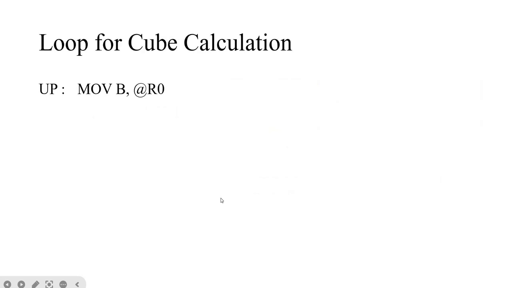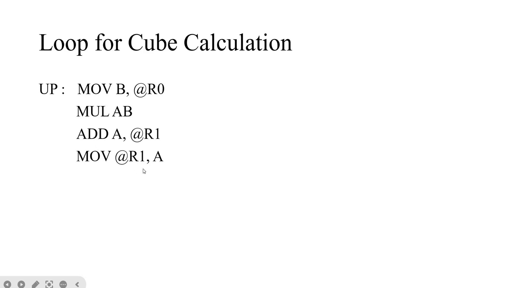Now we'll see the loop for the cube calculation. Here we have given the label UP to start the loop. The first instruction is MOV B, @R0. Here it will load the value from the memory location pointed to by R0 into the B register. Then we have MUL AB, so it will multiply the values in A and B again. Then we have ADD A, @R1, which will add the value at the memory location pointed to by R1 to A. Then we have MOV @R1, A. It will store back the result into the memory location pointed to by R1.